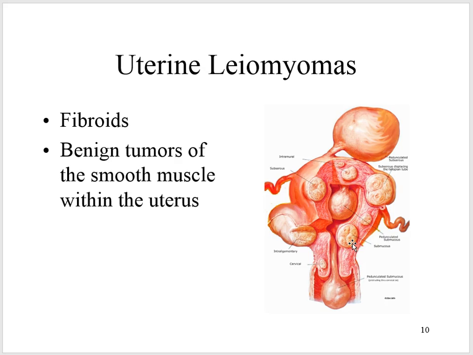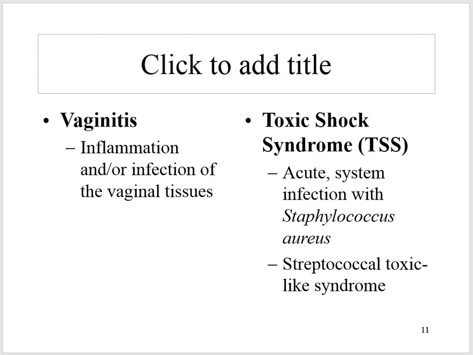We have what they call a pedunculated, and that is on a stalk. The subserous lies under the serosa, or the outermost layer of the uterus. And then we have vaginitis, an inflammation and/or infection of the vaginal tissues. It most often results from STDs or yeast infections such as Candida albicans. Lactobacillus is not sufficient to keep Candida species in check.